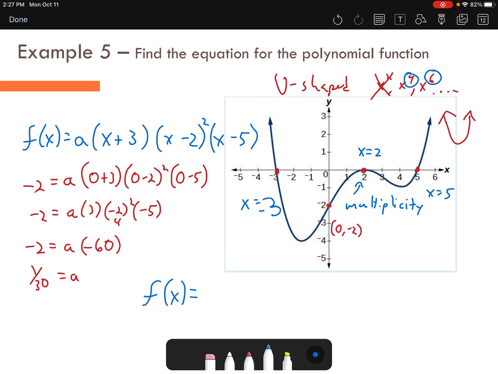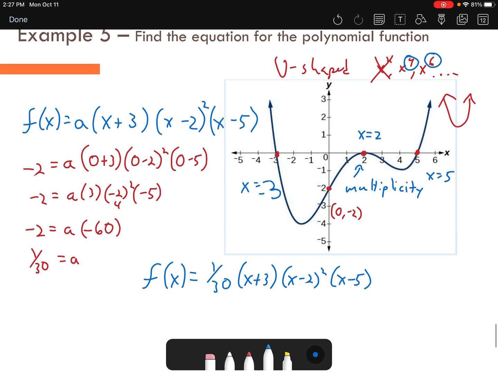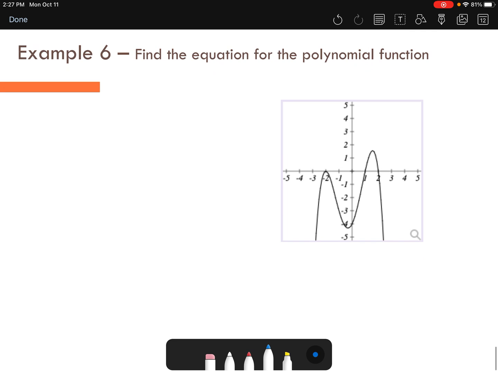So then f of x is going to equal 1/30 times x plus 3, x minus 2 quantity squared, x minus 5. Now it can be in any order. But that equation, if you graph it on your calculator, will give you that graph right there. Pretty cool, isn't it? Okay, let's see if we can get another.